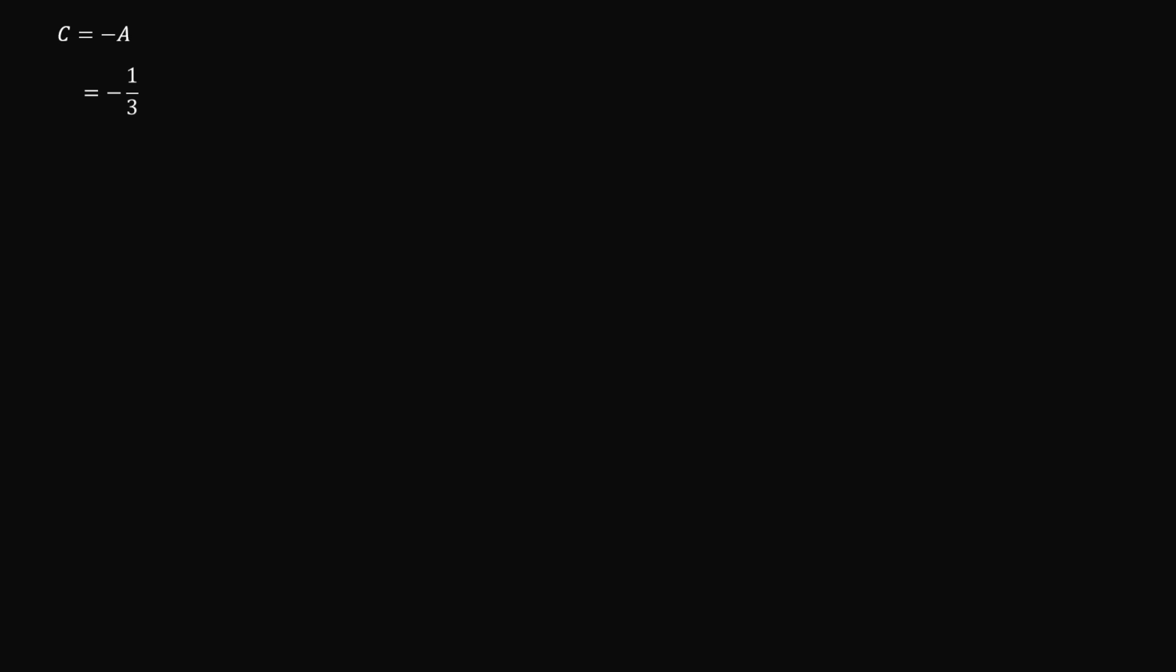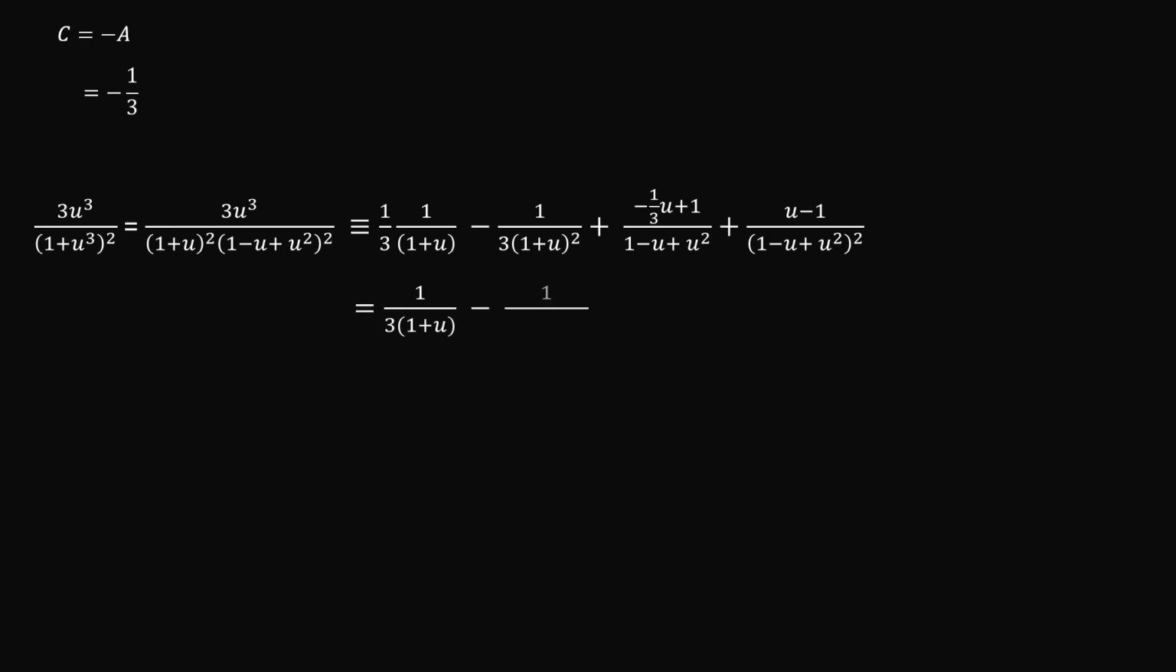So our fraction 3u^3/(1 + u^3)^2 is the same as (1/3 × 1/(1 + u) - 1/3 × 1/(1 + u)^2 - 1/3 × (u + 1)/(1 - u + u^2) + 1 - u - 1... over (1 - u + u^2), all that squared. We can play around a little bit.